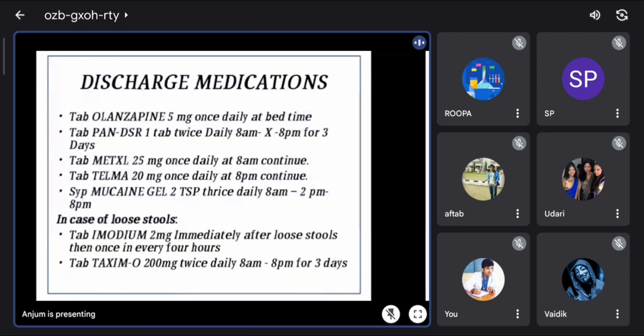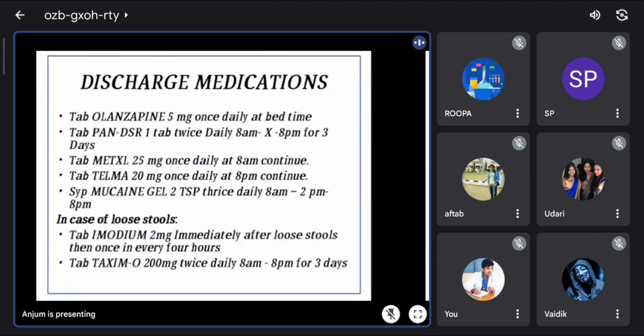So discharge medication is olanzapine 5 mg once daily at bedtime. We are giving it at bedtime because it's an antipsychotic, so it has the tendency to cause drowsiness to the patient. Next is DSR, pantoprazole plus domperidone, one tablet. We suggested he take it twice daily because previously he also had a history of diarrhea and abdominal pain. So that's why we suggested the BD twice daily dose for 3 days.